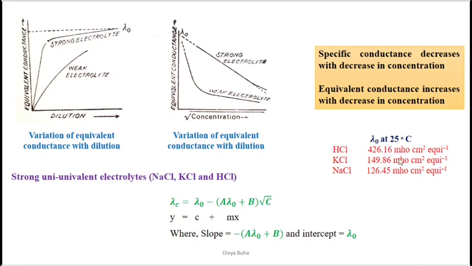Over here you can see that lambda 0 at 25 degrees Celsius for different electrolytes is being given. For HCl it would be 426.16 mho centimeter square equivalent inverse. For KCl, it would be 149.86 mho centimeter square equivalent inverse. For NaCl, it would be 126.45 mho centimeter square equivalent inverse, right?